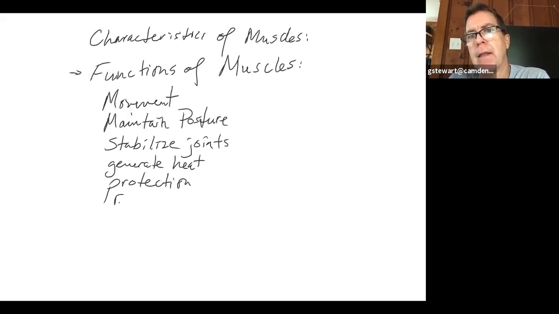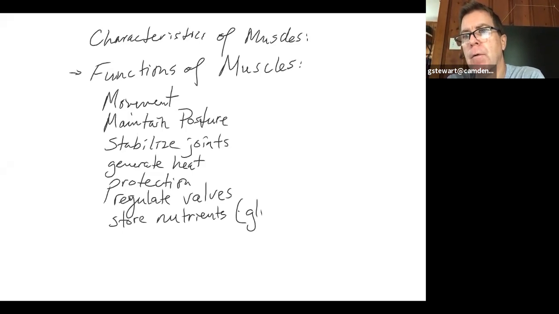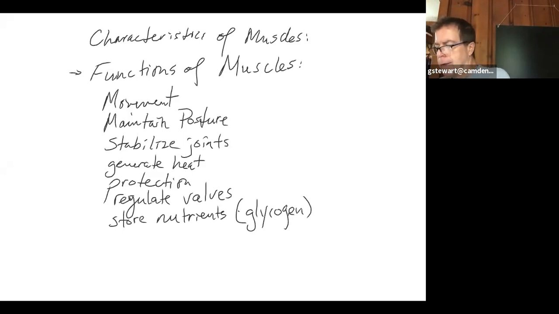They also regulate valves. So valves are just opening and closure, entrances and exits, pathways through body systems, and those entrances and exits are typically regulated by muscles. And finally, muscles can store nutrients, particularly glycogen, which is a stored form of glucose or sugar. All right, that takes care of general functions of the muscular system or muscles in general.